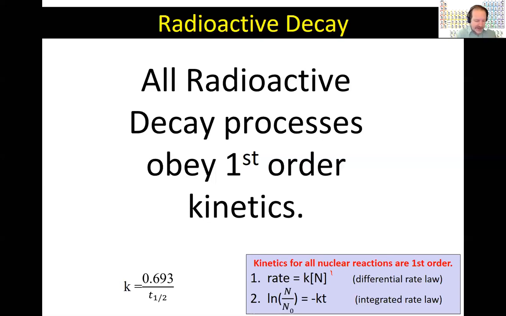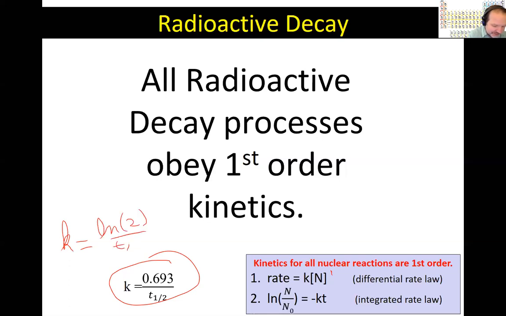Some other interesting things come out of that. We can relate the half-life and the rate constant together with a simple equation: little k is equal to ln 2 over the half-life. And if you rearrange this equation, you can also get T1/2 equals the natural log of 2 divided by k. So those are some very important things for us to remember as we get into kinetics here.